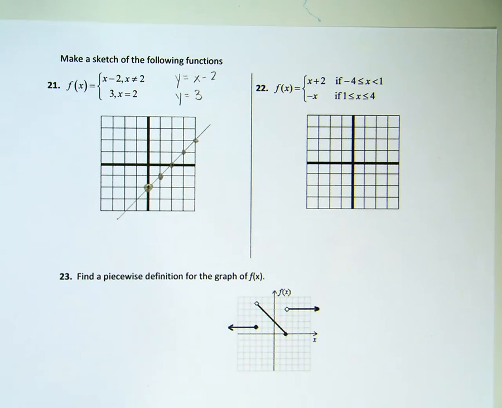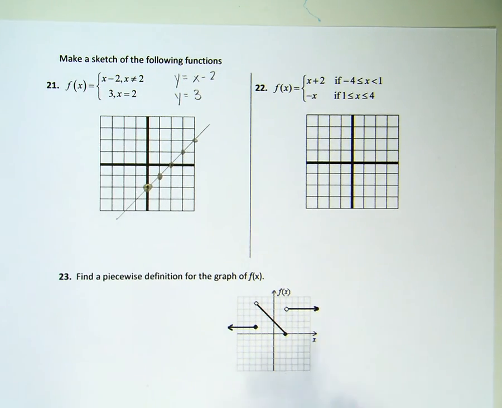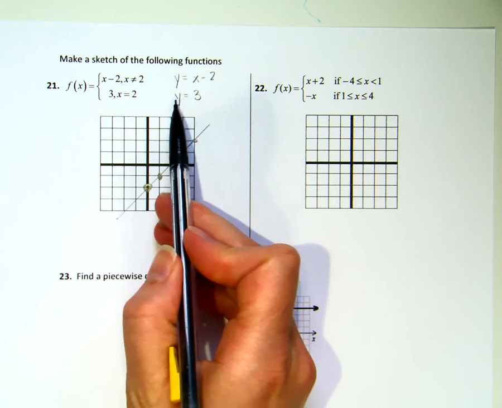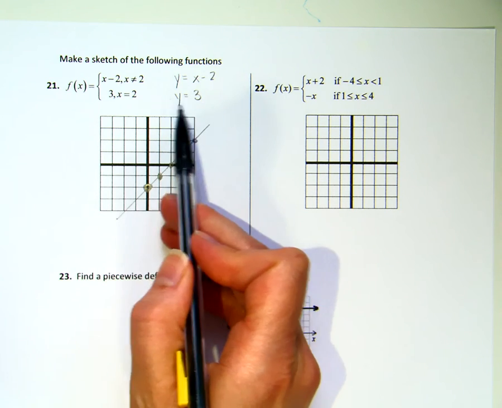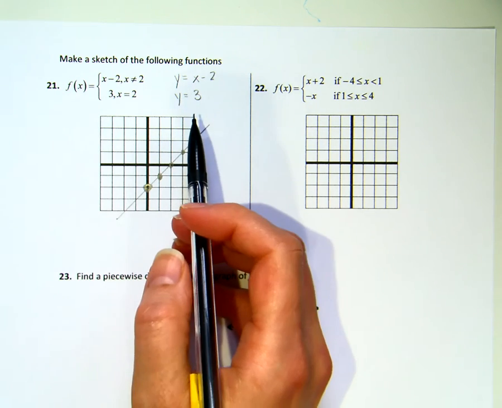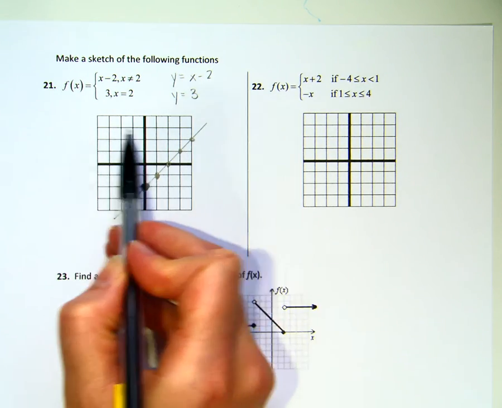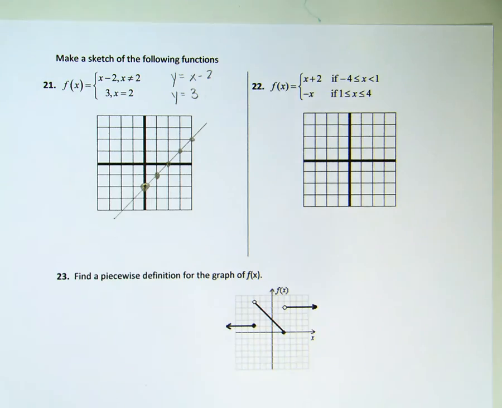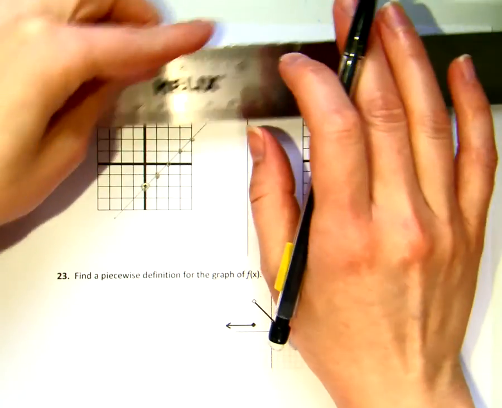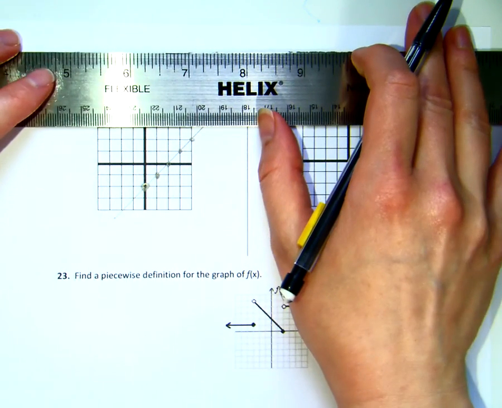So there's the first piece. The second piece is y equals 3. This, if you recall, is a horizontal line. It goes straight across. It's that constant function. It doesn't go up or down. So I'm going to count up 3 places on my graph and draw my horizontal line.